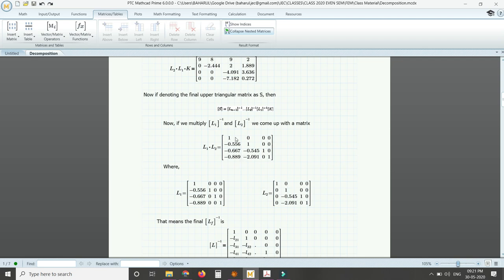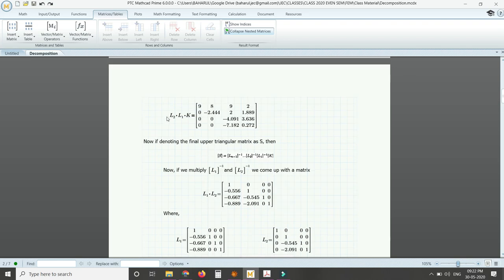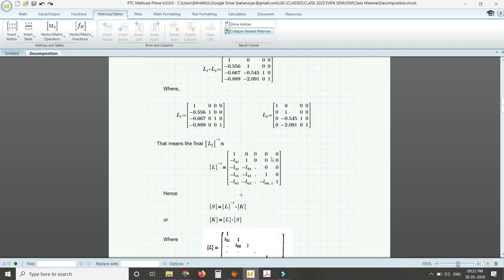Okay, so this is for L1, this is for L2, this will be L3, then L4, L5, L6, and it will go on. So if I want to combine these L matrices, we will come up with this particular matrix. That means all the minus L21, L31, L41, then L32, this is for step 2, then step 3, step 4, and finally step n, then n minus 1, then final step n. Okay, this whole matrix, these small matrices L1, L2 and so on, can finally be represented as L inverse into K.